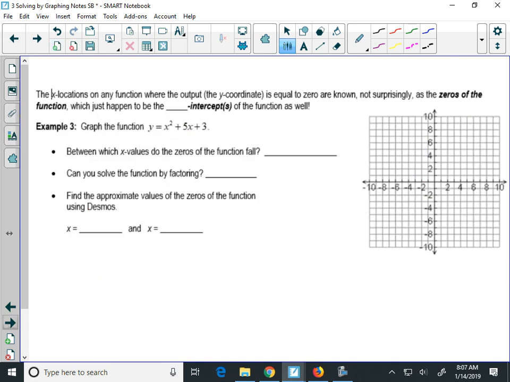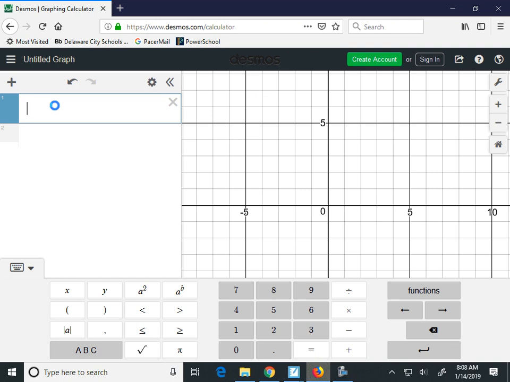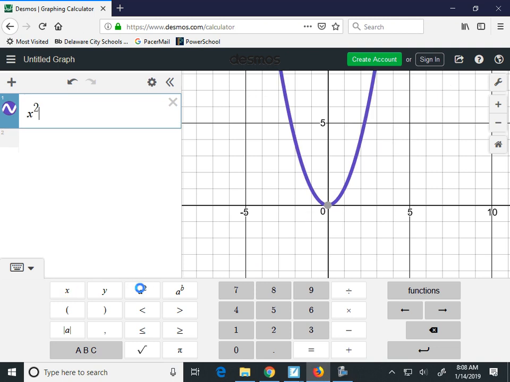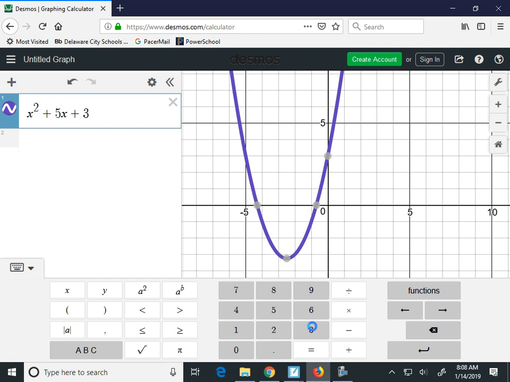All right, on the back of our paper, let's practice with just using Desmos here. So remember, the x locations on any function where the output is equal to 0 is also known as the 0 of the function. That's the same as the x-intercept. So let's graph this new function, x² plus 5x plus 3. So when we go back to Desmos, you can exit out and retype your new function, x² plus 5x plus 3. Here's our new graph.